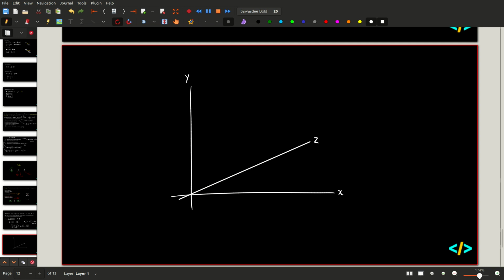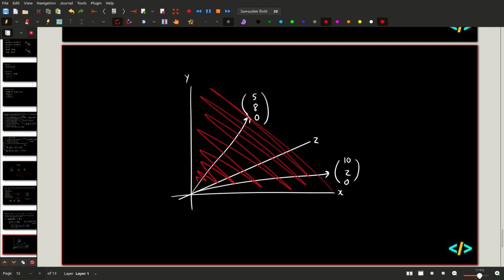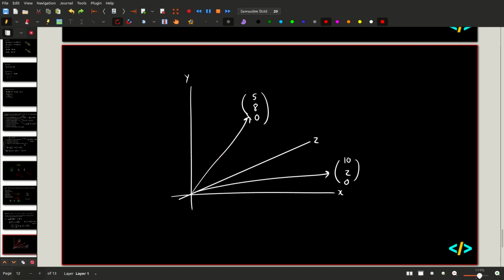If we had a vector like this and a vector like this, imagine both of these vectors are just in the x and y axis. Imagine this is something like (10, 2), and this is (5, 8), and the z component is just 0. The span of these two would only be this plane of x and y. Anything that has a non-zero z component we can't reach.